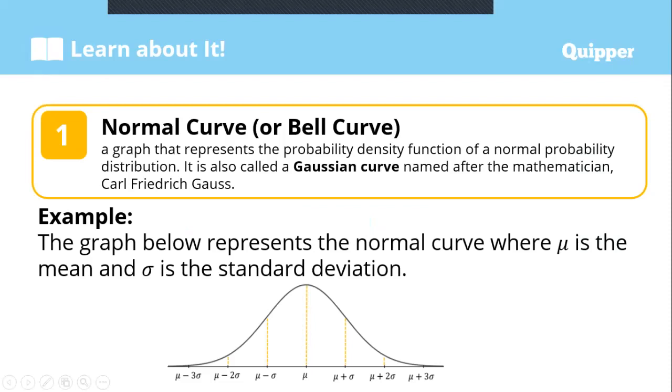For example, the graph below represents the normal curve where the symbol mu is the mean and sigma is the standard deviation. Look, the mean is in the middle, then mean plus standard deviation, mean plus 2 standard deviations, mean plus 3 standard deviations. Then on the left, mean minus 2 standard deviations, mean minus 3. So they are symmetric, that is the normal curve.